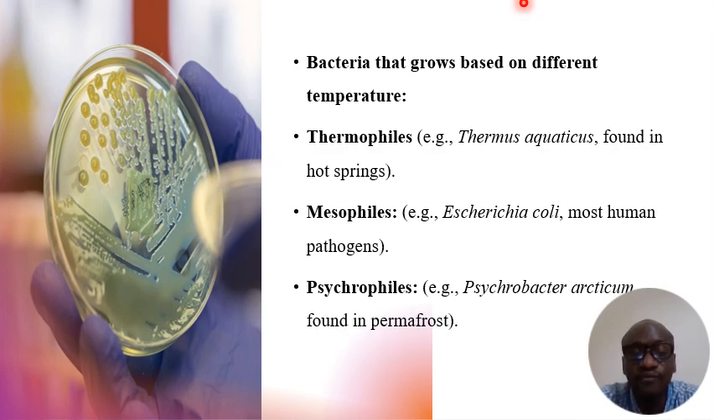Then we have the saprophytes, which thrive in cold environments. That is, they like to grow in cold environments below 15 degrees centigrade. They are found in deep ocean water and polar regions. So example of saprophyte is as stated below. They are adapted to survive in permafrost.